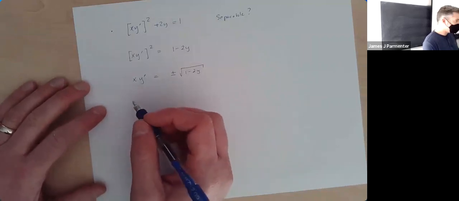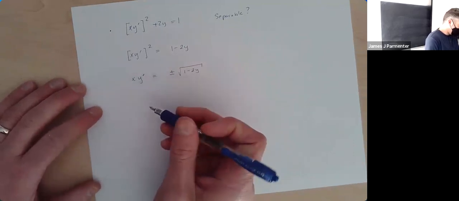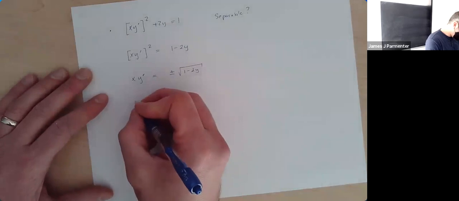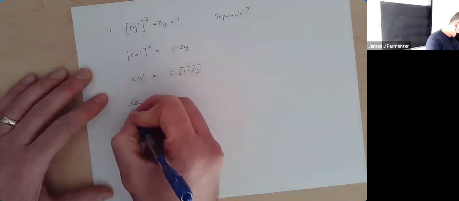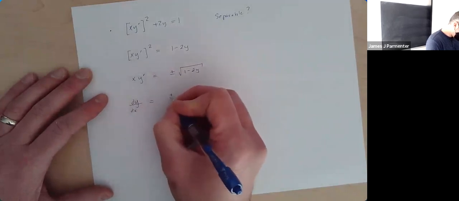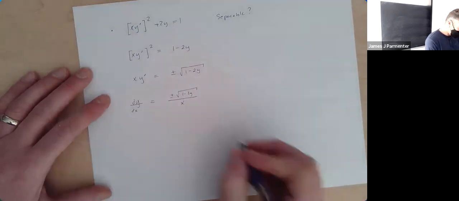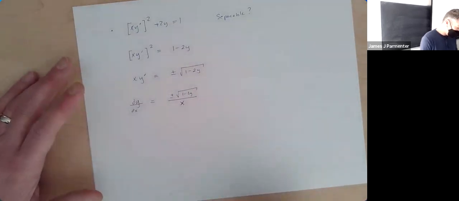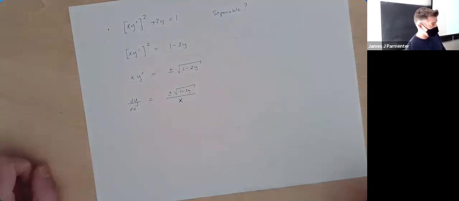At this point you can start to see that it's going to be separable. I would probably write this as y prime or dy/dx equal to plus or minus the square root of 1 minus 2y, all divided by x. And I think at this point you can see, oh yeah, I can bring all the y's to the left and all the x's to the right.